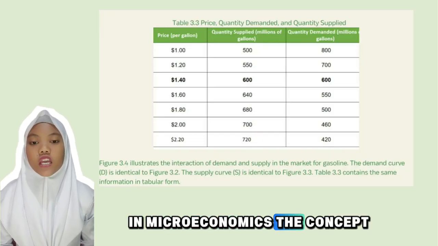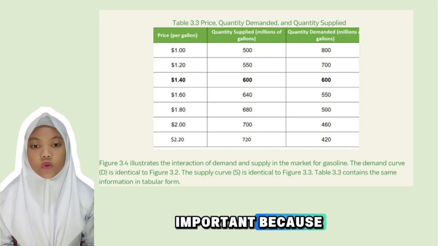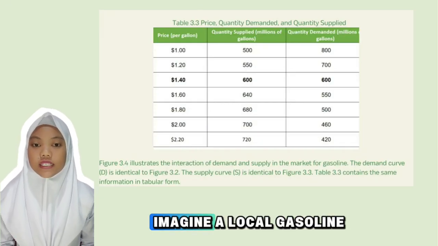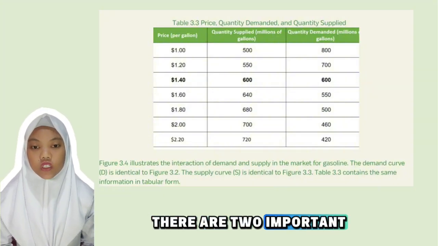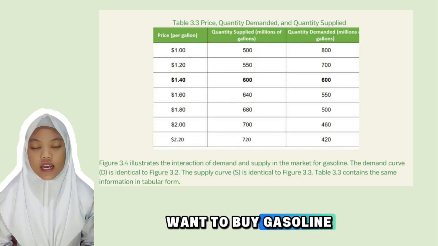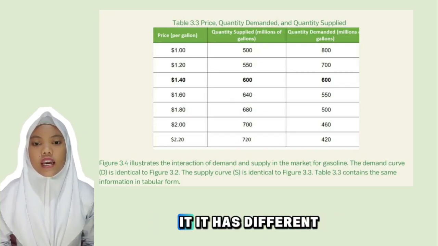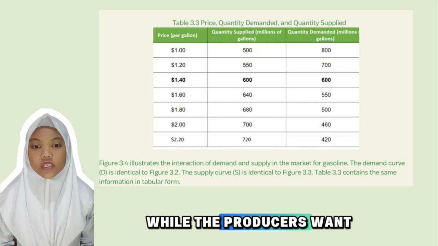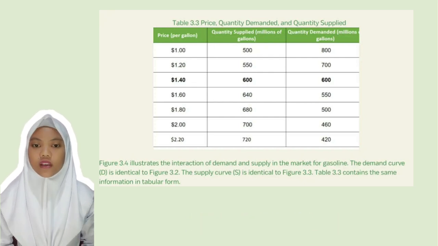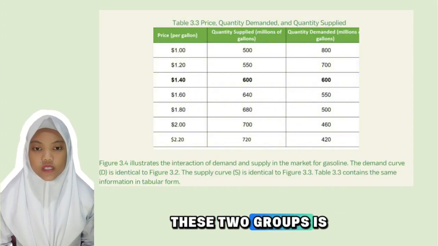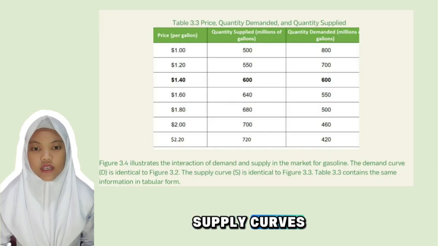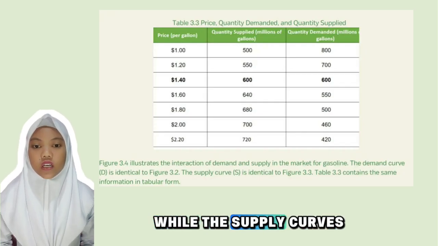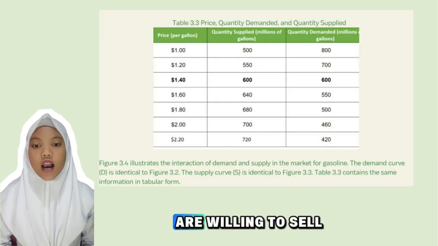In microeconomics, the concept of equilibrium is very important because it tells us the price and quantity where a market is balanced. Imagine a local gasoline market. There are two important groups: the consumers who want to buy gasoline and the producers who sell it. Each has different plans. Consumers want more gasoline at lower prices, while producers want to sell more at higher prices. The interaction between these two groups is shown with demand and supply curves. The demand curve shows how much gasoline consumers want at each price, while the supply curve shows how much gasoline producers are willing to sell.